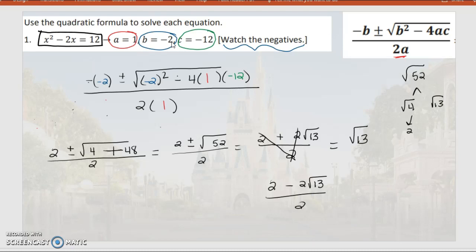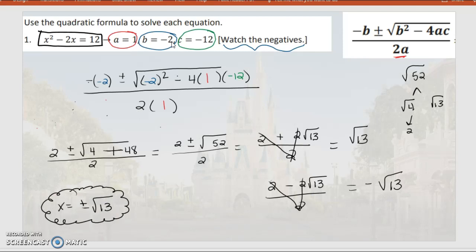It comes out some super ugly number when you type it in, so let's just not. This is all going to cancel out as well, and we're going to end up with negative square root 13. So your answer might look like this: plus or minus the square root of 13. I told you it looks ugly, but just leave it under the radical.